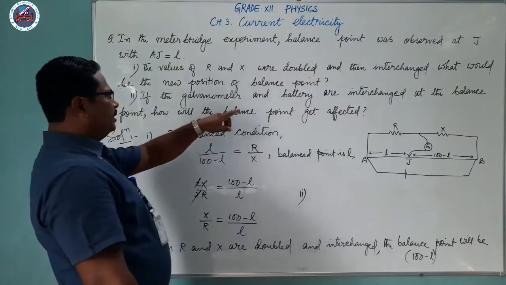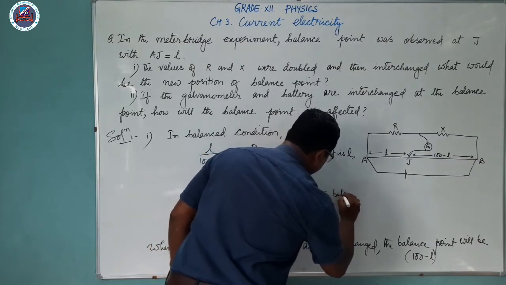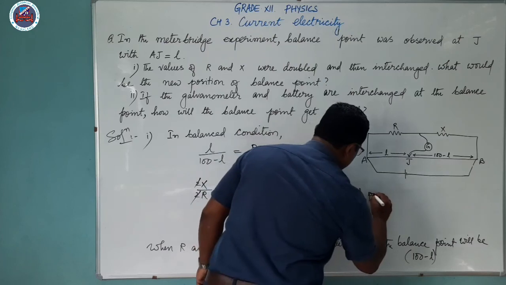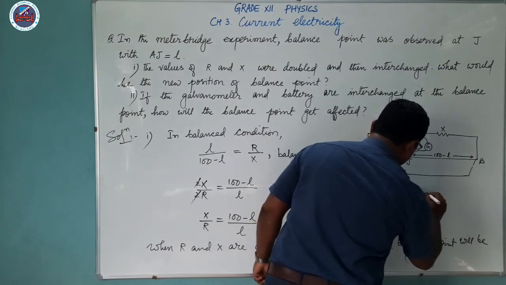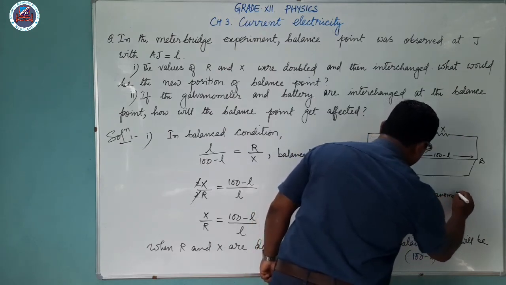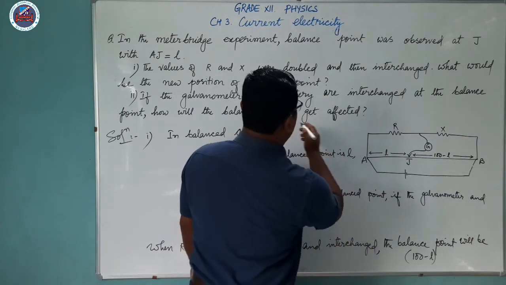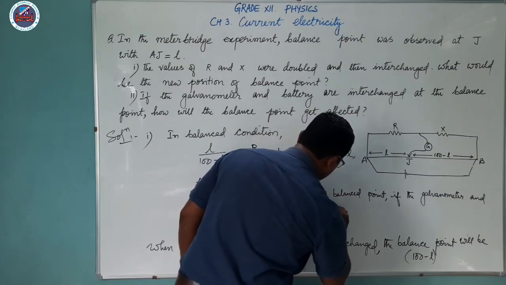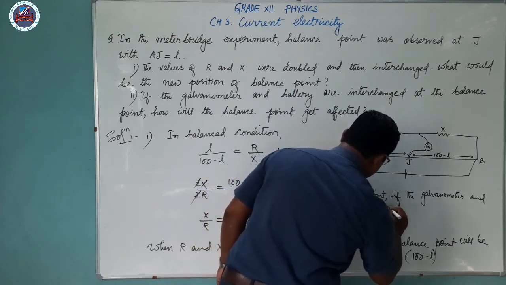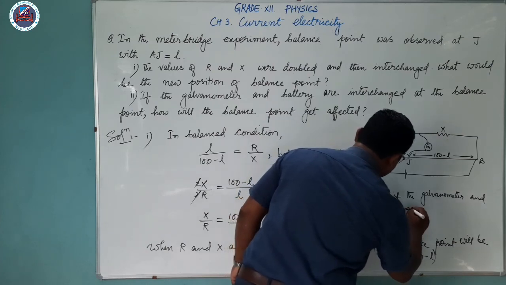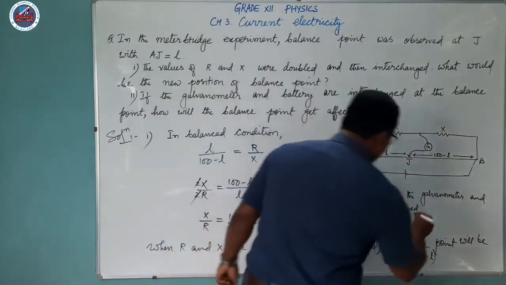When the battery and galvanometer are interchanged at the balance point, if the galvanometer and the cell or the battery are interchanged, it will remain unaffected. The balance point will remain unaffected.